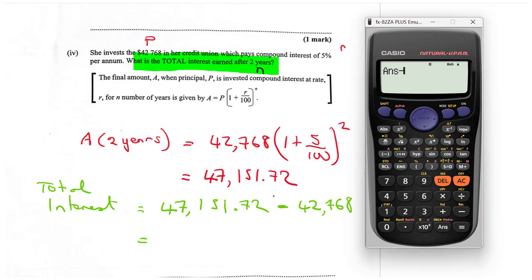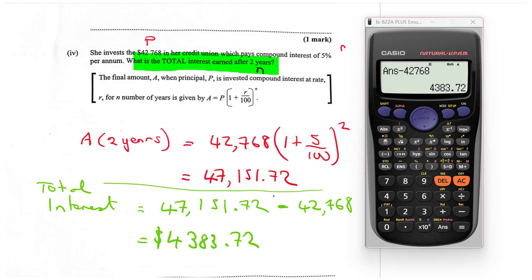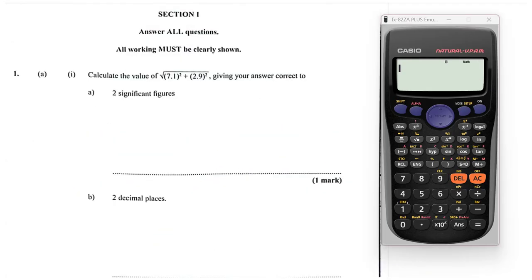And that is going to give us the total interest. So let us subtract that: minus 42,768. And that is going to give us $4,383.72. So that is the total interest she earned after 2 years. So be careful with this question. If they ask you for the ending balance, we just use the formula here. However, if they ask you for interest earned, we must subtract the original amount from the ending balance.